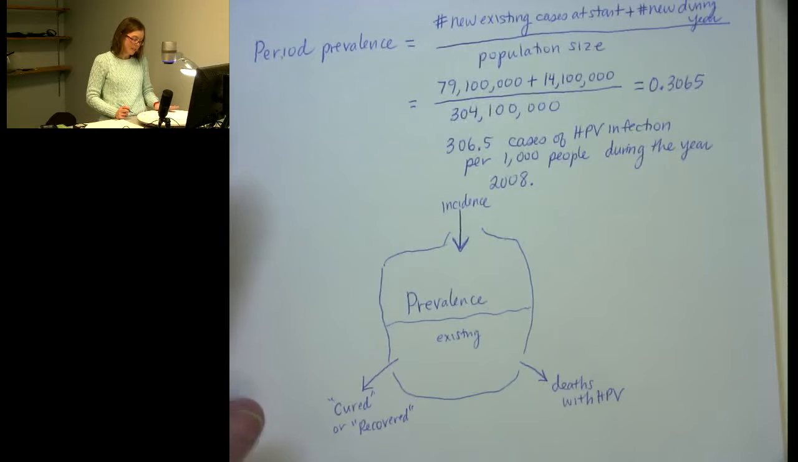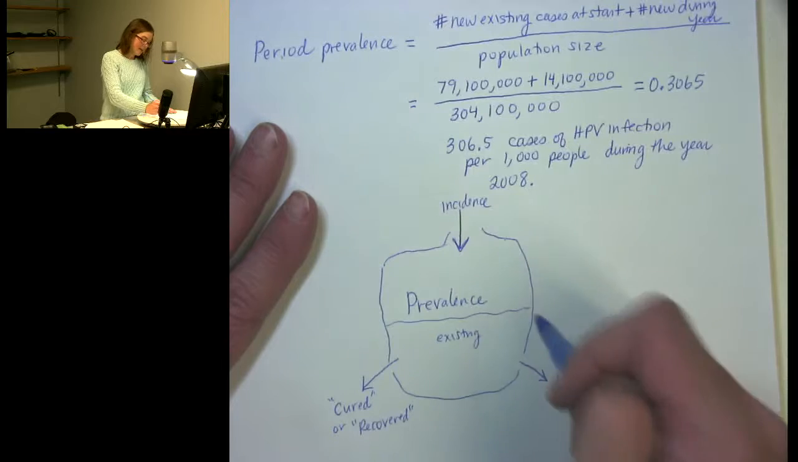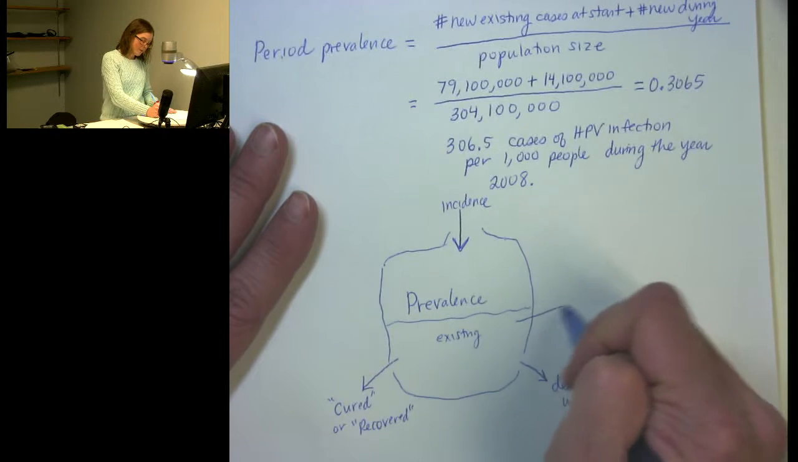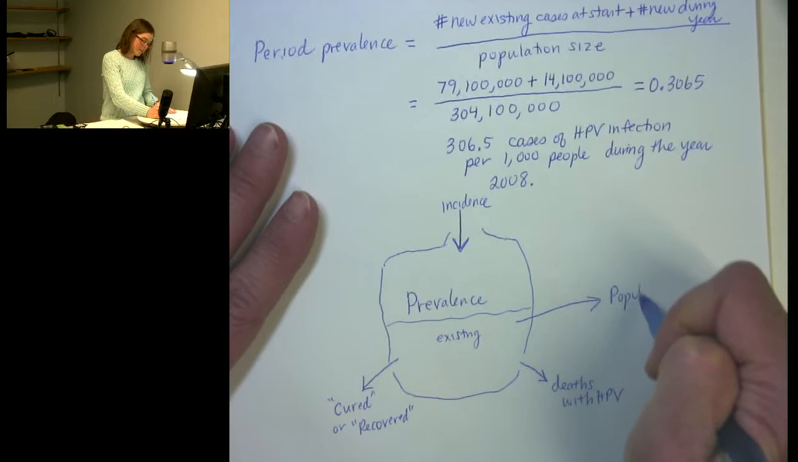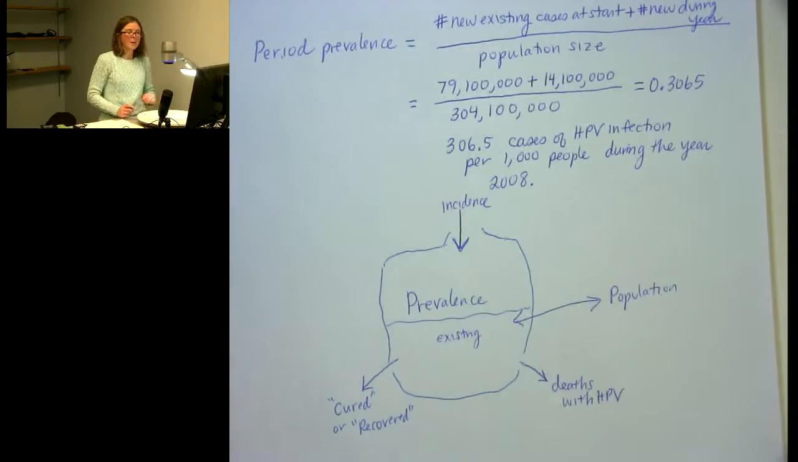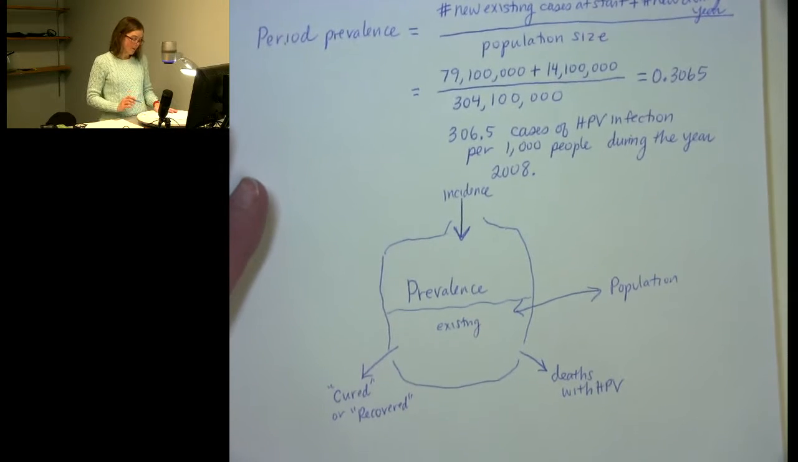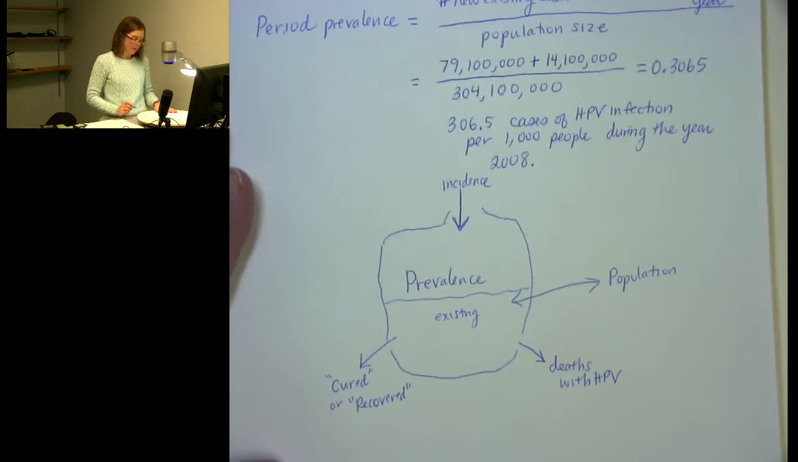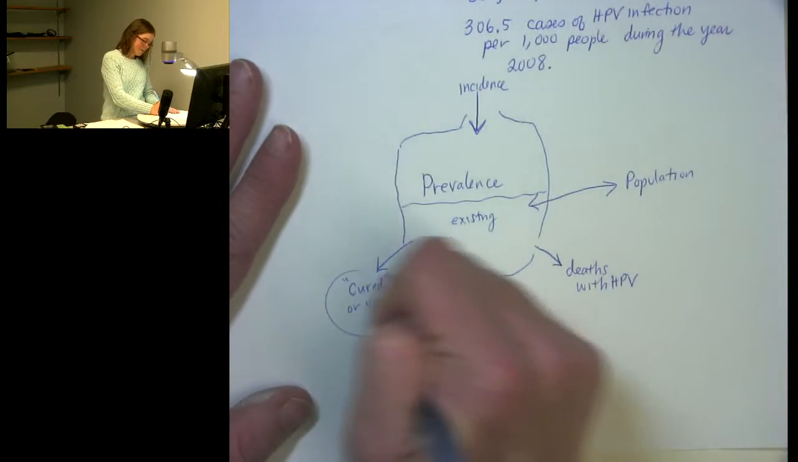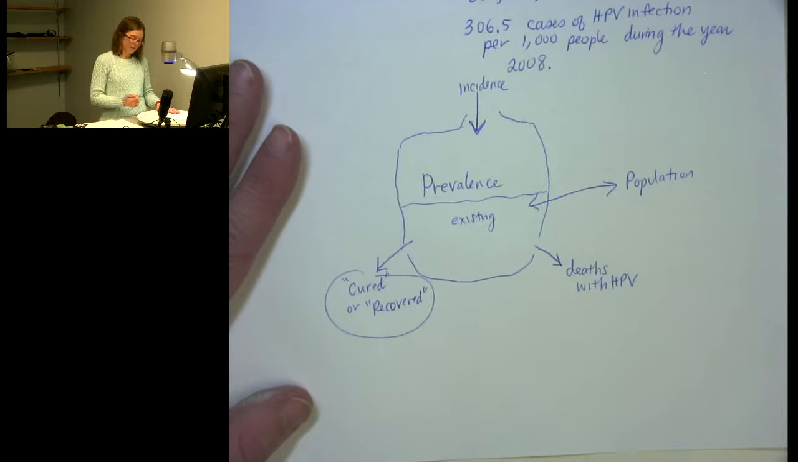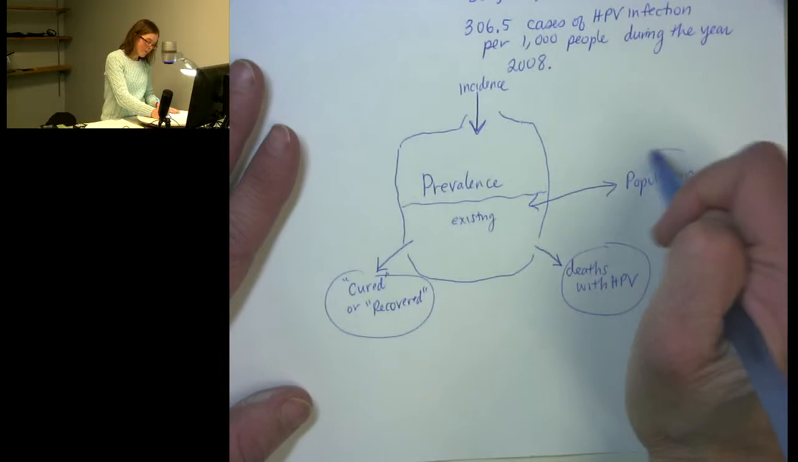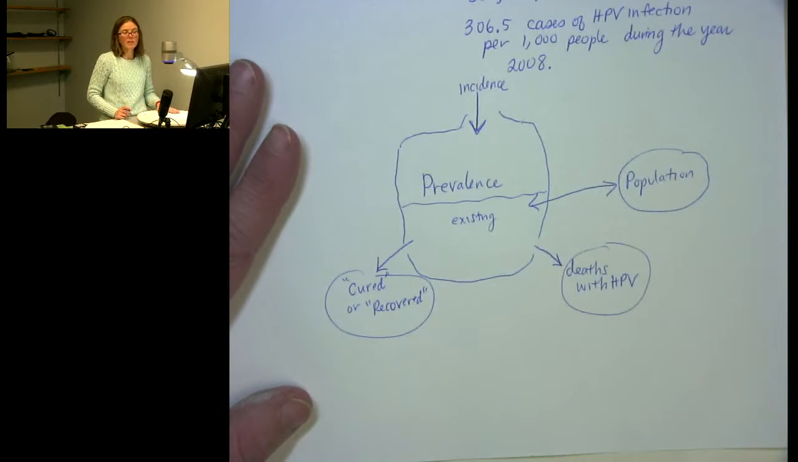So a couple of things we need to know. Also, remember, prevalence is affected by the size of the population. So population leaving or coming in affects prevalence. So a couple things that we need to know in order to figure out the point prevalence at the beginning of 2009. We'd need to know how many people were cured or recovered, how many deaths occurred among people who had HPV during 2008, and we'd need to know what the population size is at the beginning of 2009 in order to figure out what the point prevalence is at that point.